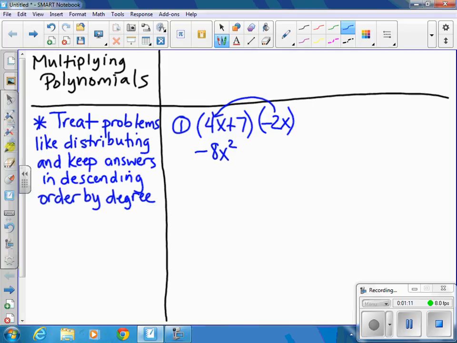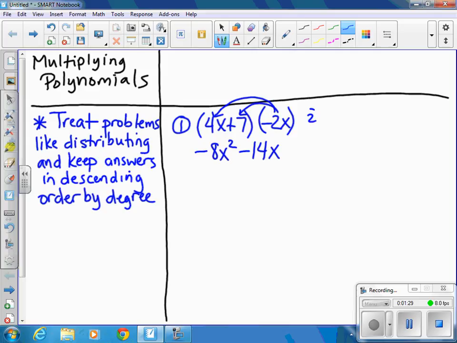Right? Now I take the negative 2x and I give it to the positive 7. Negative 2 times positive 7 is negative 14, and because it had an x, I have to keep the x. And if you notice, my answer is already in the right order, so I don't need to rearrange anything. If it were in the incorrect order, we would have to rearrange to make it correct.